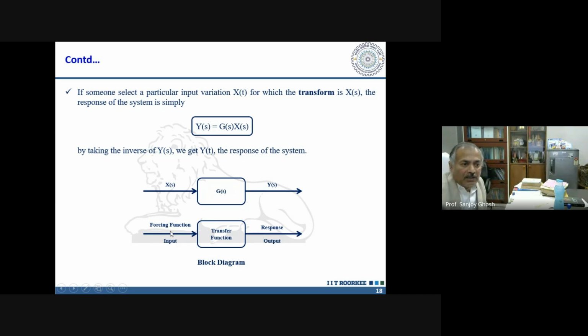Now this input is also called the forcing function, and the output is called the response. And G means the transfer function. This is the schematic representation. So the forcing function, by way of the transfer function, is going to the response.